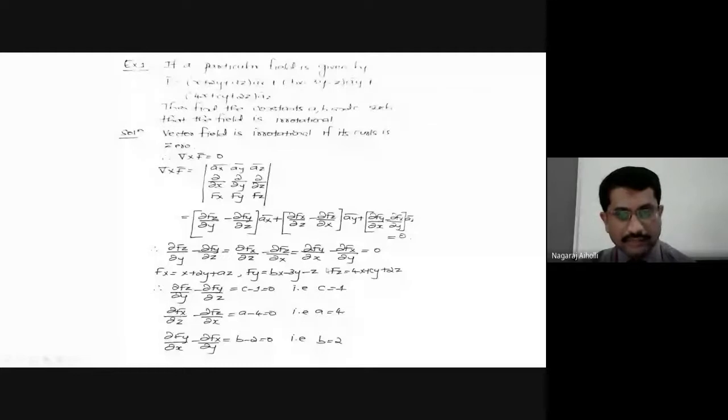Then the last term, dou fy by dou x minus dou fx by dou y. Differentiate fy with respect to x, that is this term, we get b.